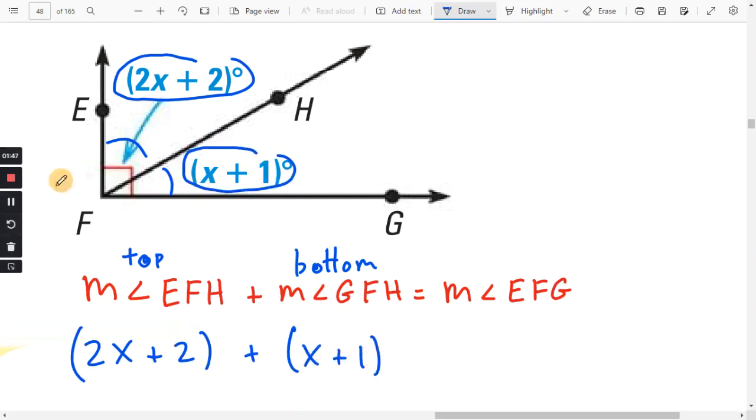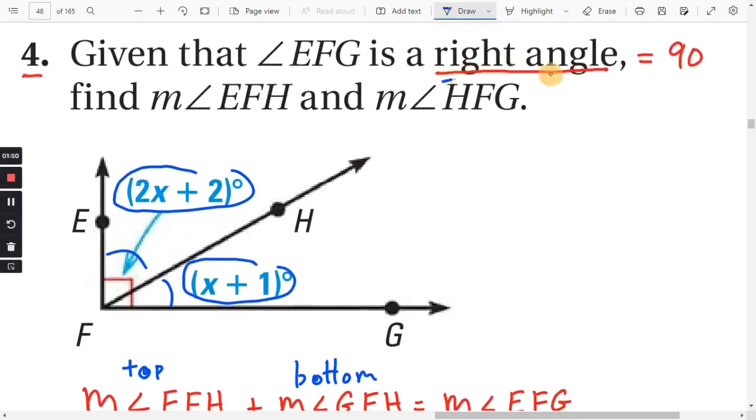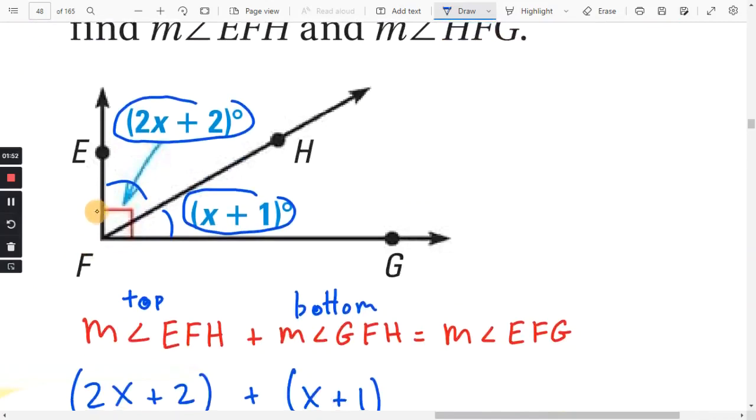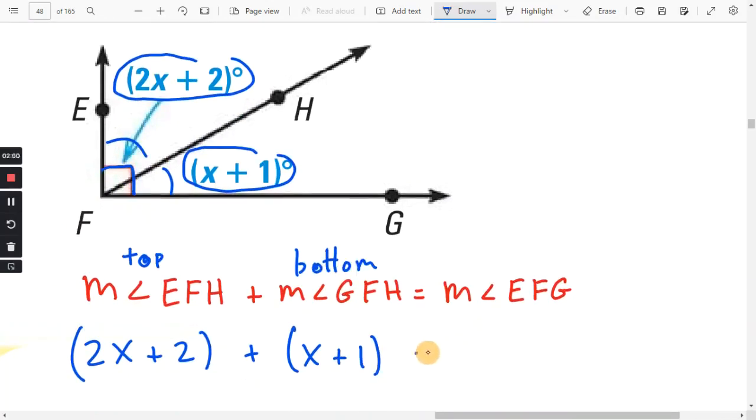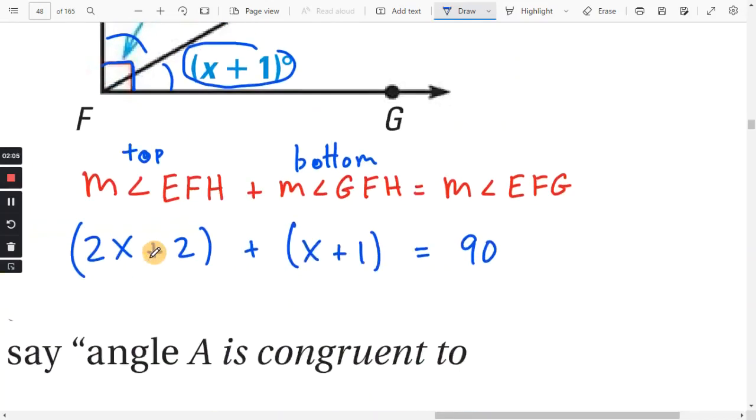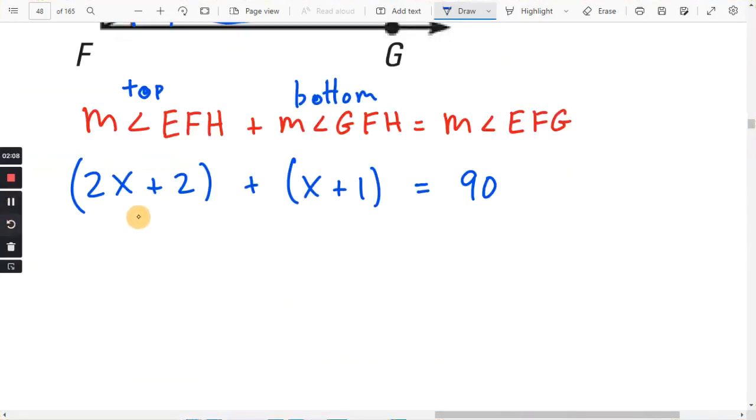And the whole thing, they said, was a right angle. And not only that, we can see this square, this red square right here, indicates that it's a right angle. Okay, so that's how we know that the whole thing equals 90 degrees. As we did before, combine like terms, these are added. So 2x plus regular x is going to give us 3x. Positive 2 plus positive 1 is 3, and that equals 90.